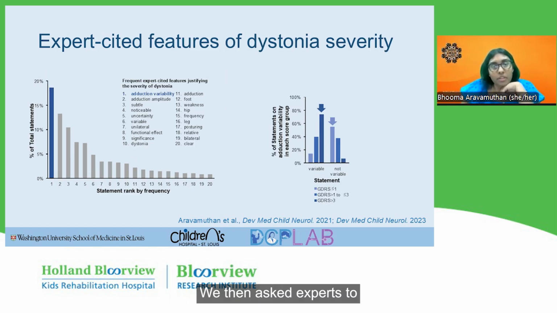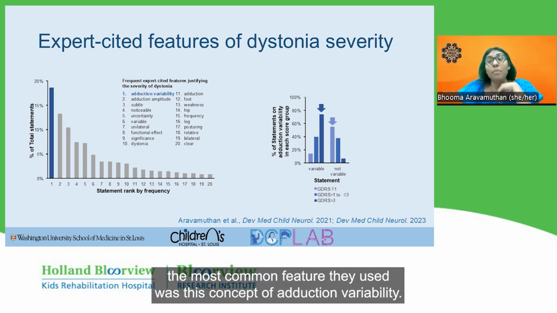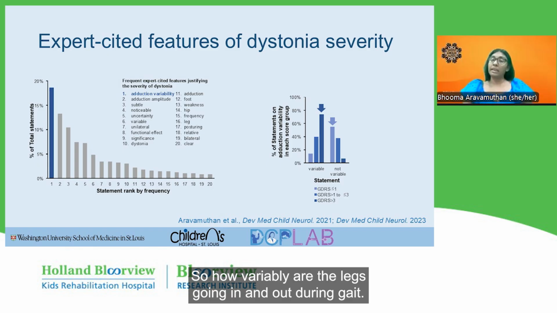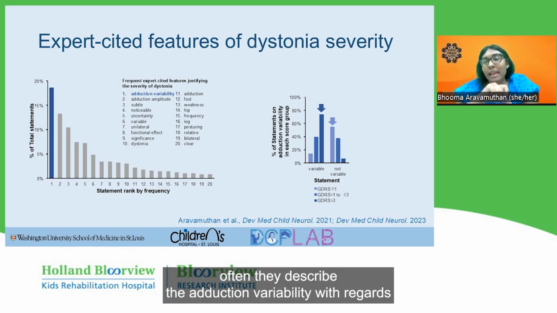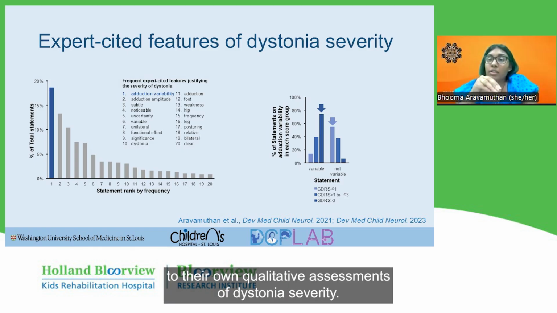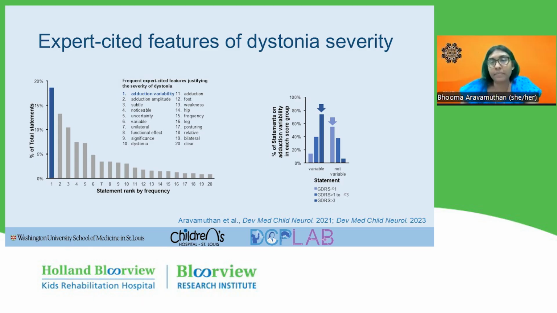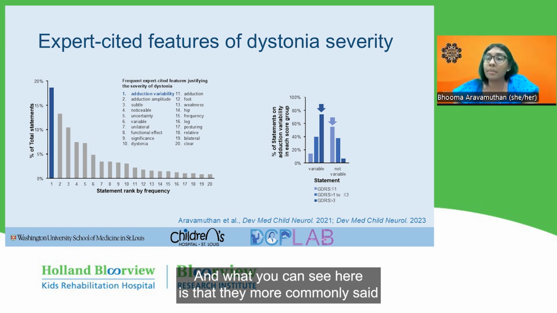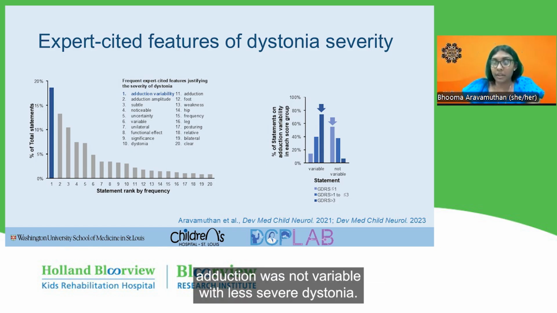We then asked experts to describe how they assess dystonia severity. One of the most common features they used was this concept of adduction variability. So how variably are the legs going in and out during gait? And here is a breakdown of how often they described adduction variability with regards to their own qualitative assessments of dystonia severity. So the darker colors here are more severe dystonia by expert consensus assessment. What you can see here is that they more commonly said that leg adduction was variable with more severe dystonia, and they more commonly said leg adduction was not variable with less severe dystonia.